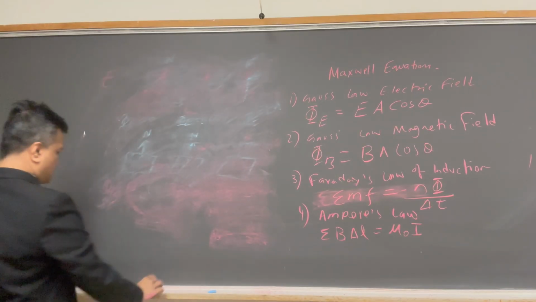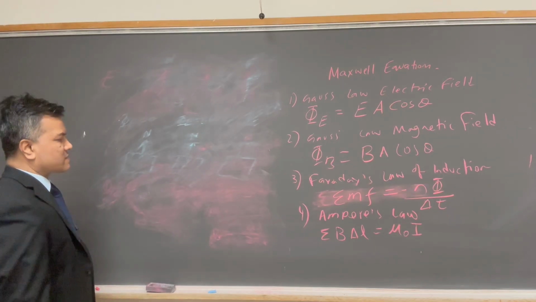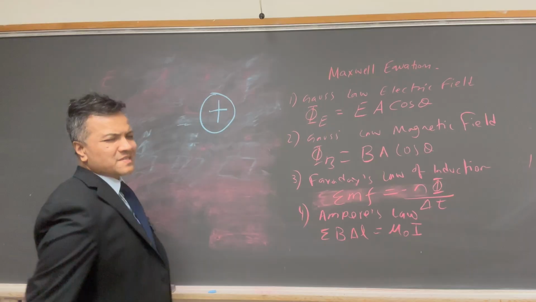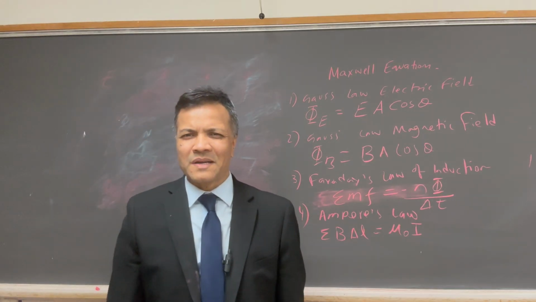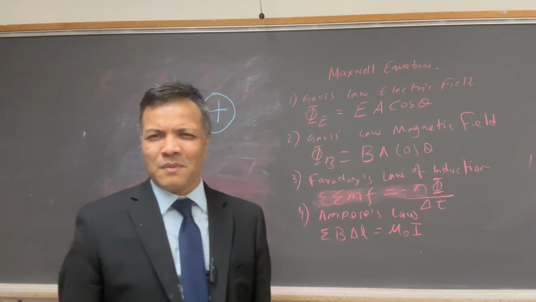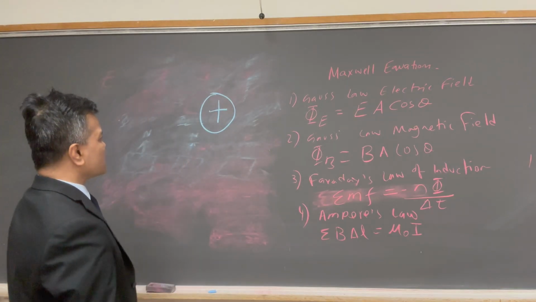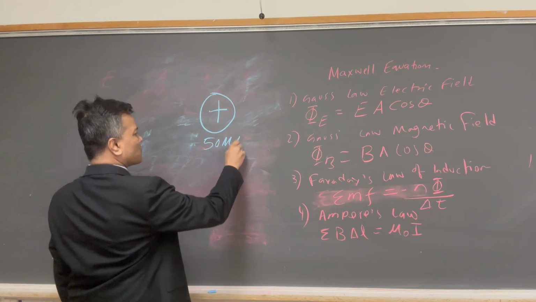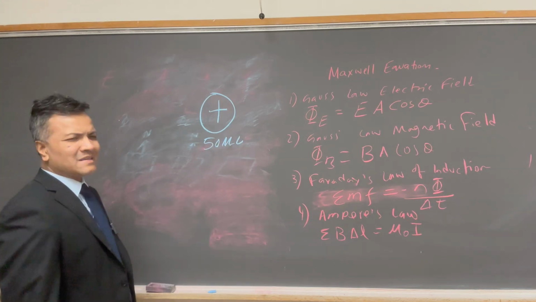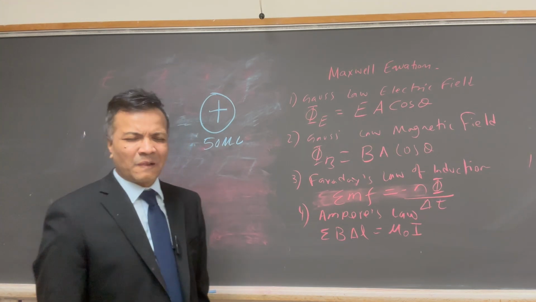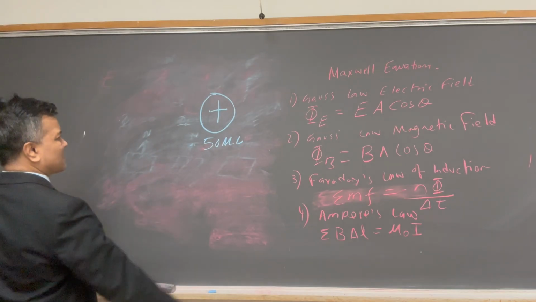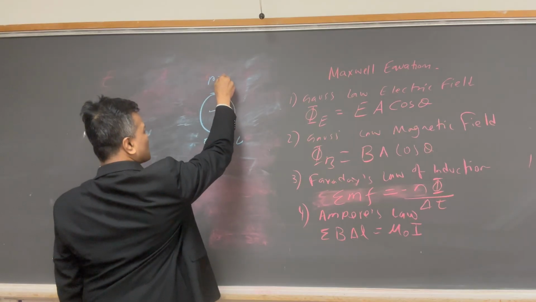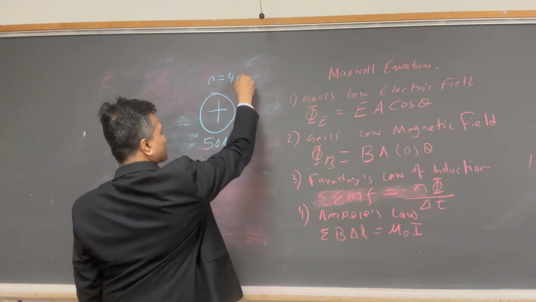So let's do the electric flux. Let's consider a charge. This is a sphere. All right, this is an electric monopole. This is a sphere. Let's say this is 50 microcoulomb. We try to find the electric flux. Okay, and let's say this sphere has a radius which is 4 meters.